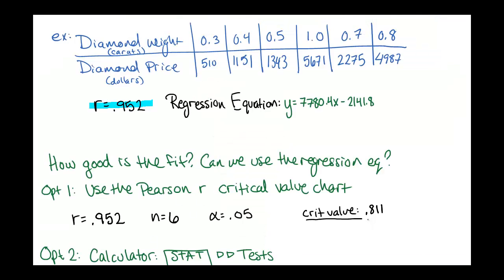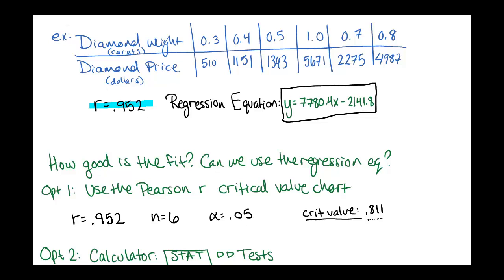So this says that if our R value is bigger than, or closer to 1 than, 0.811, then this is a good fit. So in this case, our R value is big enough. We can accept this regression equation, and now we could use this as a model.